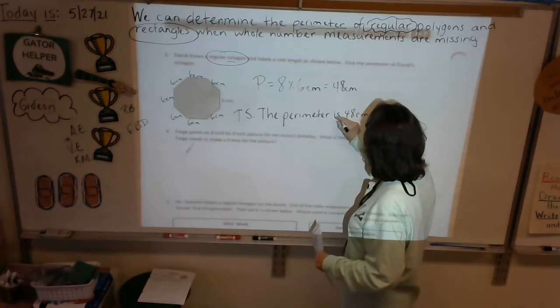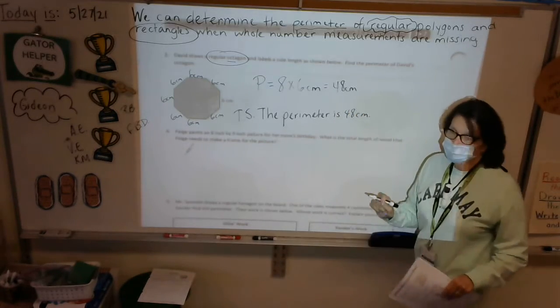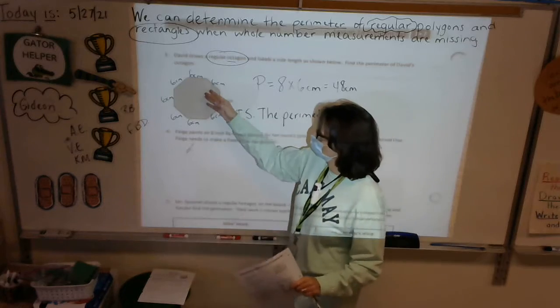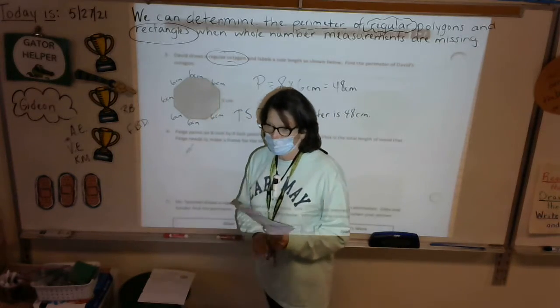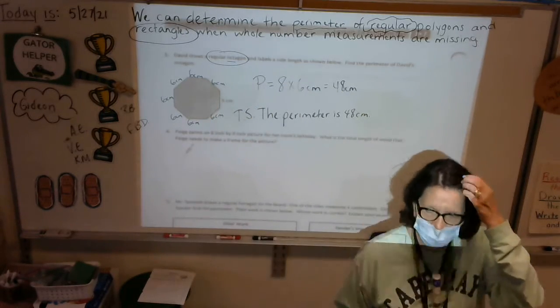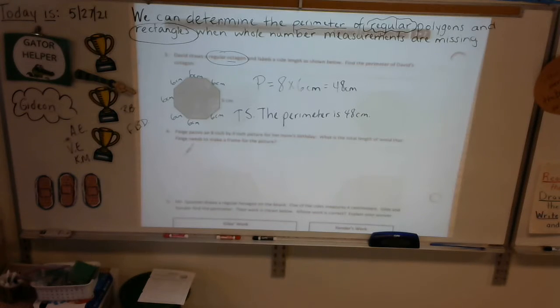The perimeter is 48 centimeters. It's not square centimeters. Remember, square centimeters would indicate the inside, or the amount that shape covers. Okay? And I'm going to ask you then, you need to write this.